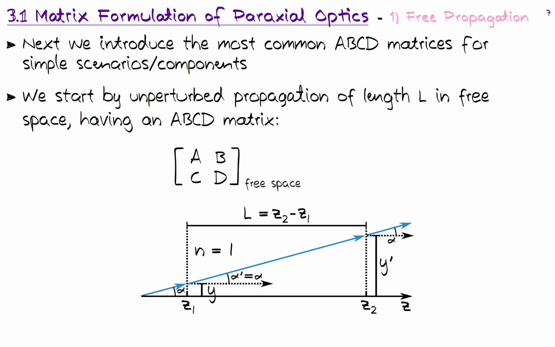The ABCD matrix of free space is something like this, and you can check that it works out like that. So the angle is not being changed. The only thing that changed is that the distance from the optical axis is being modified, and that depends linearly on the length of our medium of interest. If you plug in this matrix and multiply it with the input vector, you get the output vector that you would suspect by just looking at that figure.